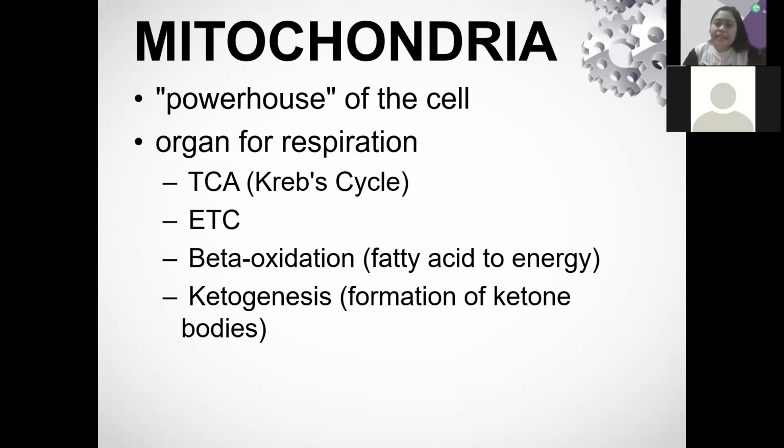And then aside from the Krebs cycle or the TCA, the tricarboxylic acid cycle, we have also the electron transport chain. Diyan din siya mag-occur. And beta oxidation of the fatty acids also takes place here. When you say beta oxidation, that is converting our fatty acid to energy. So that's one source of energy again. And aside from that, ketogenesis also occur in the mitochondria. This is actually the formation of ketone bodies. Okay? Formation ito ng ating ketone bodies.